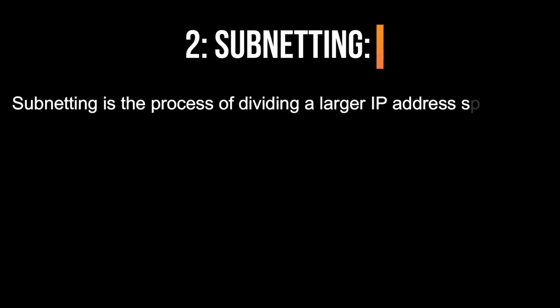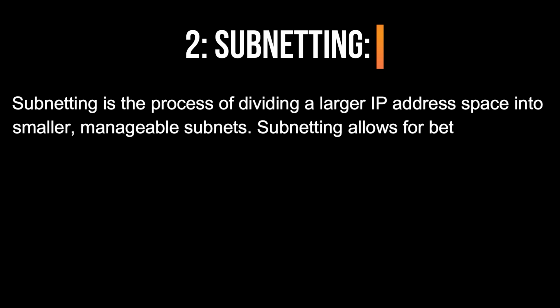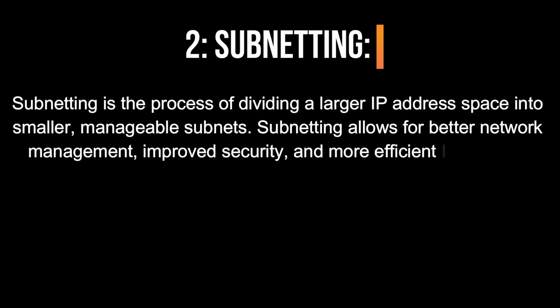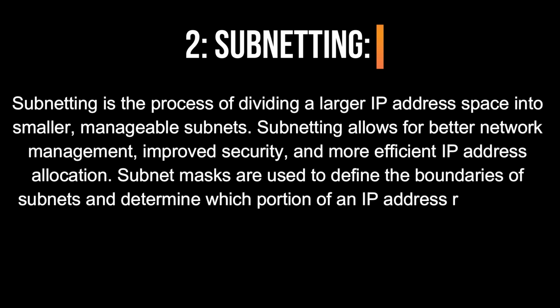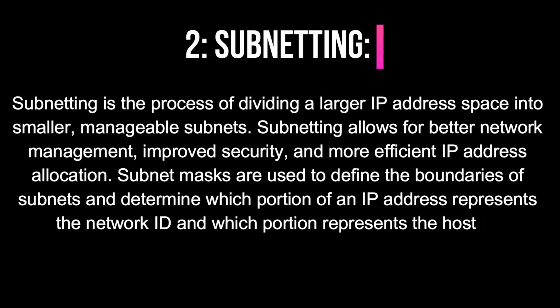2. Subnetting. Subnetting is the process of dividing a larger IP address space into smaller, manageable subnets. Subnetting allows for better network management, improved security, and more efficient IP address allocation. Subnet masks are used to define the boundaries of subnets and determine which portion of an IP address represents the network ID and which portion represents the host ID.